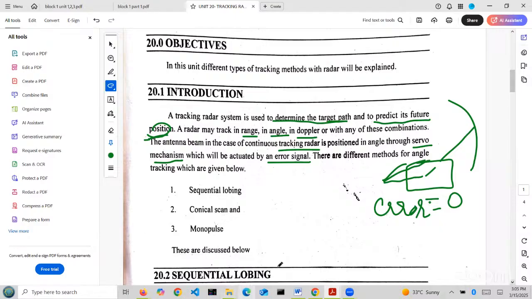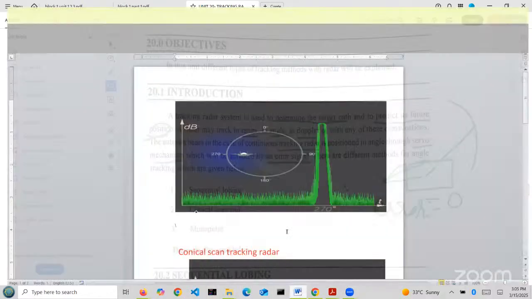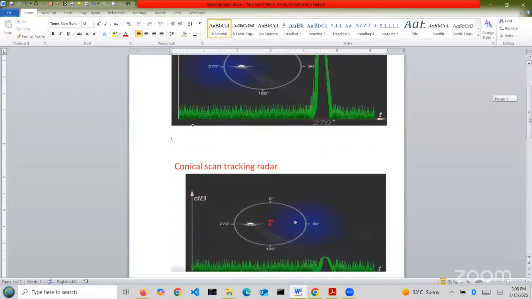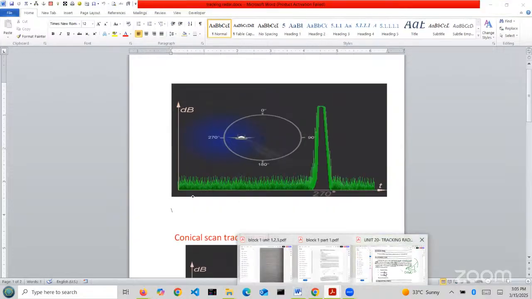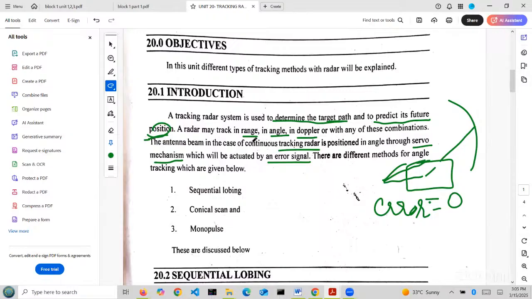So what is the actual meaning of this tracking and sequential? Suppose my radar is here. We will see this in the coming topics. Finally, this is used to find the position, range, and angle. To operate these tracking radars, on the input side we are using a servo mechanism system, whose final goal is zero error signal. It is divided into three parts. First one is sequential lobing, second one is conical scan, third one is monopulse. First we will see sequential lobing.